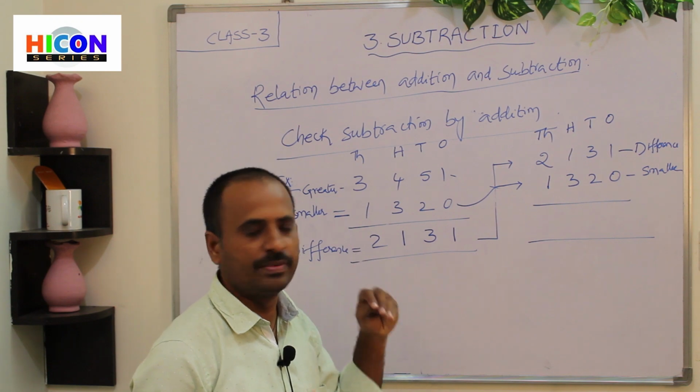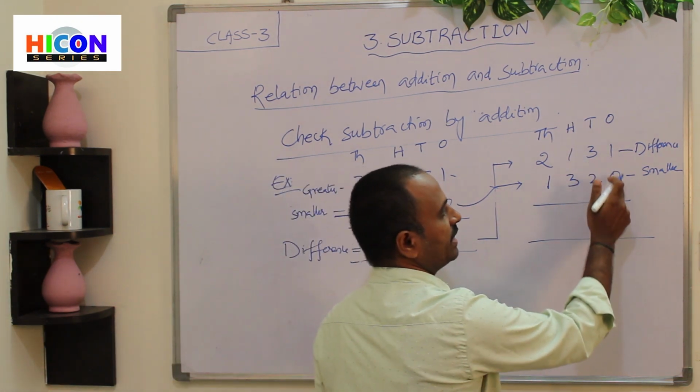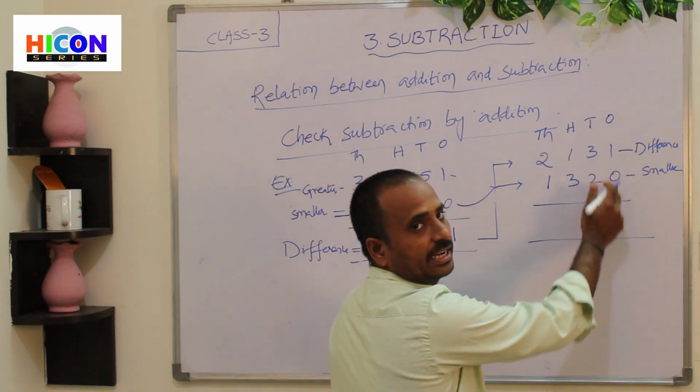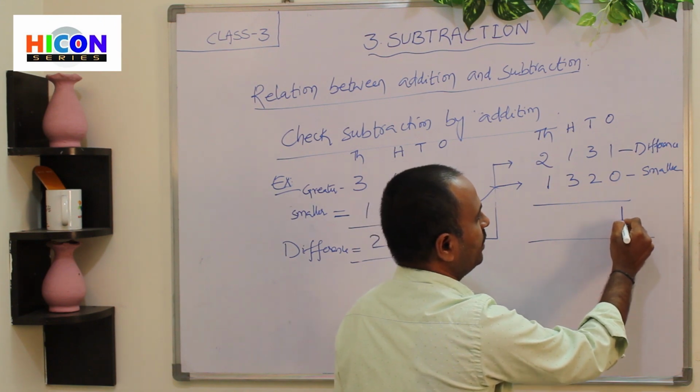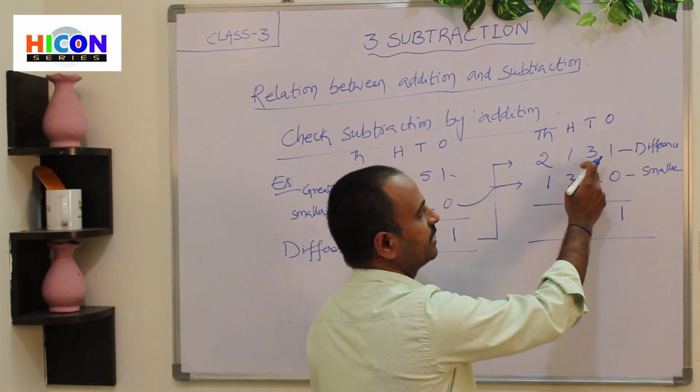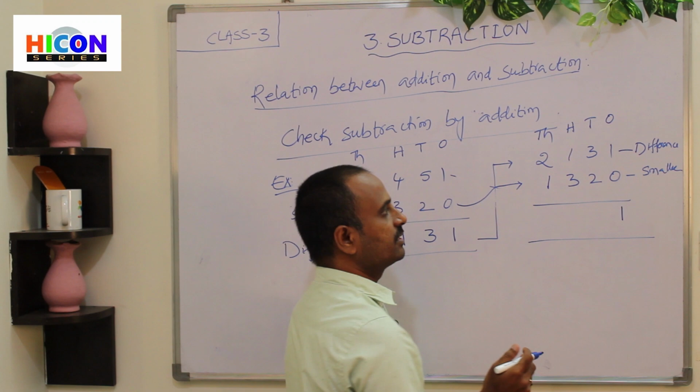Then our subtraction will be correct. So add 1 plus 0. If we add 0 to any number, we will get the same number, 1. Now go to tens place. Add 3 and 2. What is the first number?